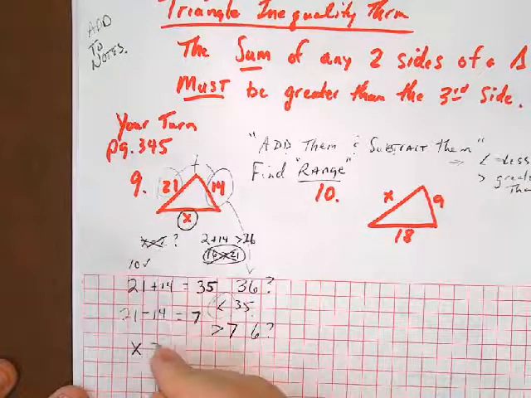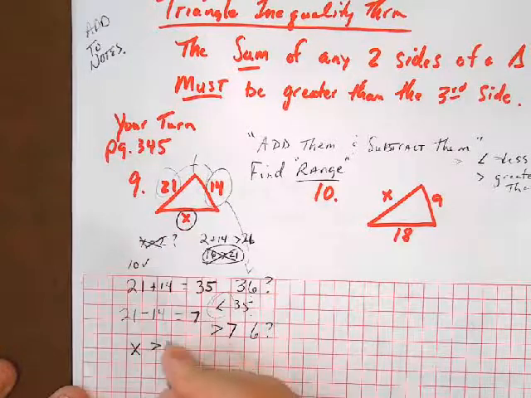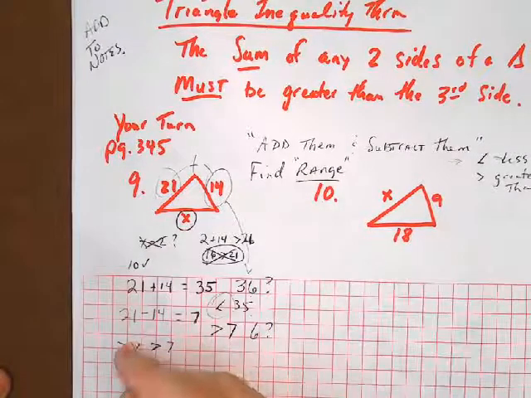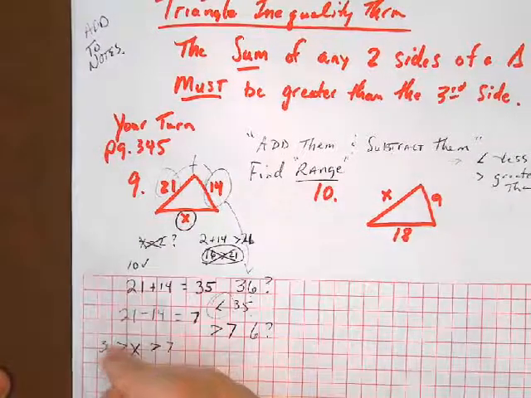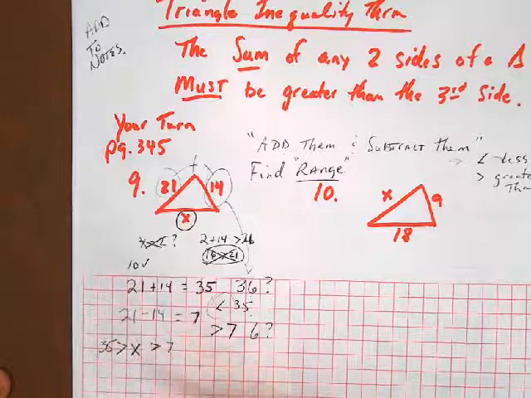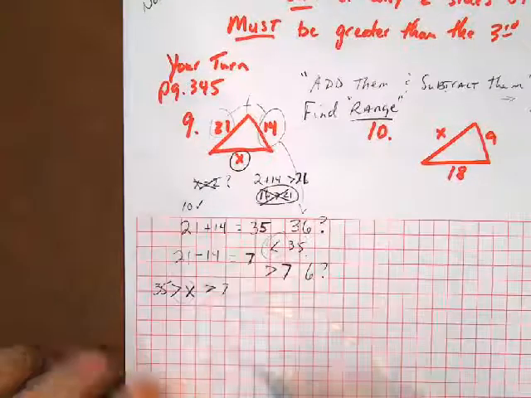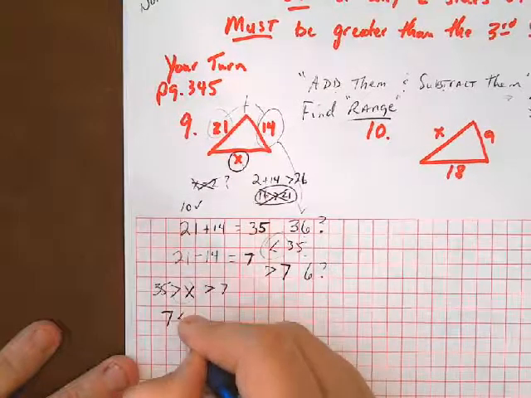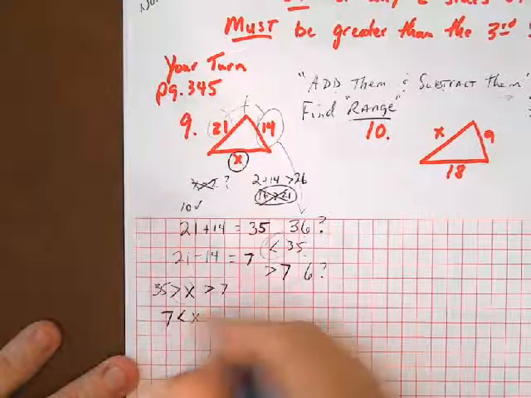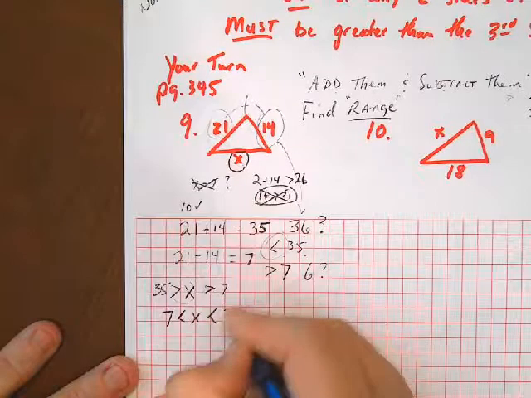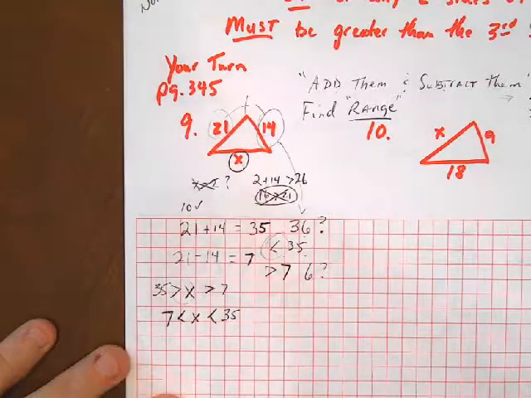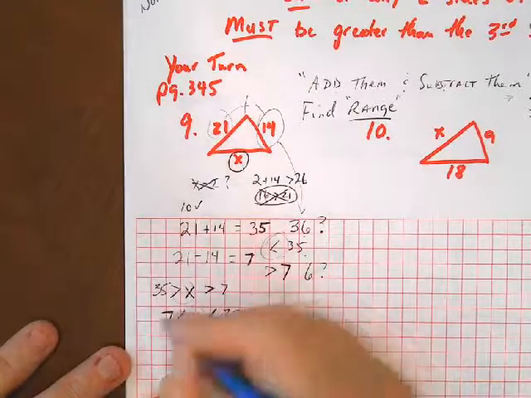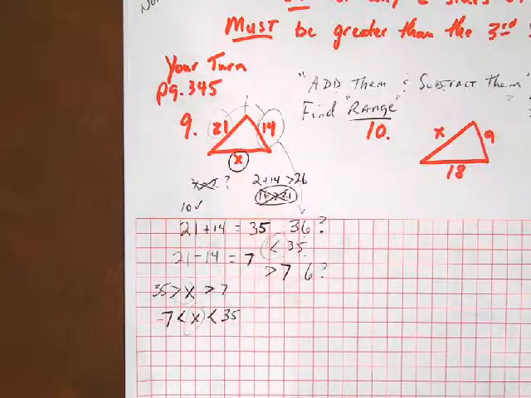So my range would have to be that x has to be greater than 7, and 35 has to be greater than x, and so x is in between those. I could write that inequality statement like this: 7 has to be less than x, which has to be less than 35. Sometimes that freaks students out. But basically, it's got to have x in between those two numbers. Okay? All right, good. Let's keep moving.